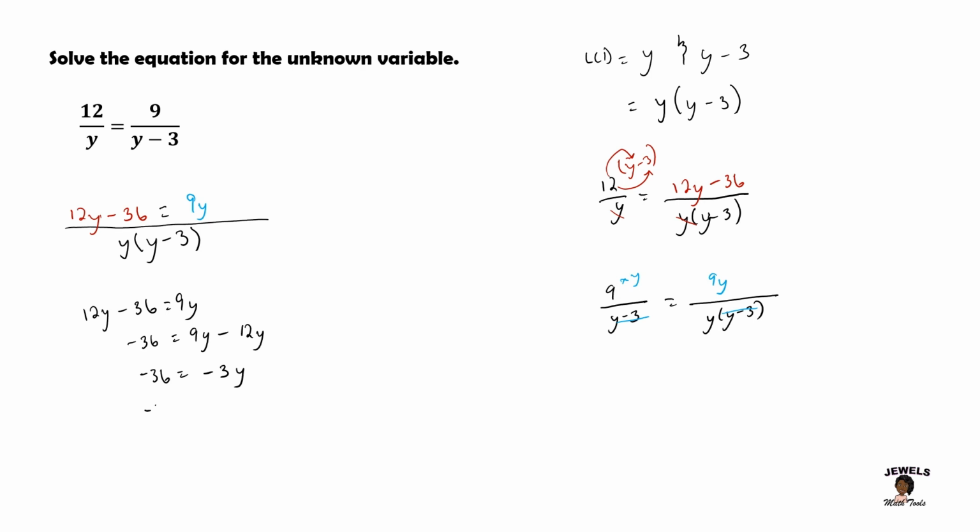Now both sides of my equation will be divided by negative 3 to get my variable by itself. So my 3's will cancel, leaving me with y, and 3 divided into itself once. 3 divided into 36 is 12. And so my y is equal to 12.